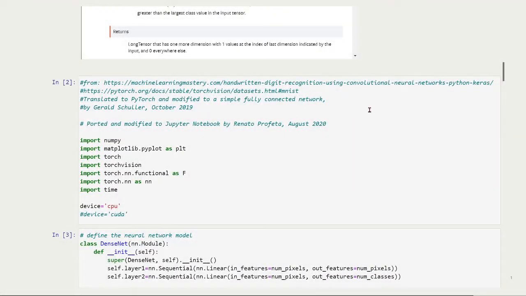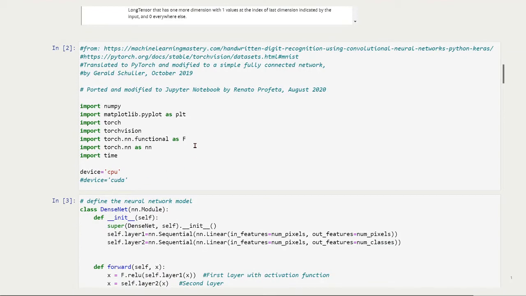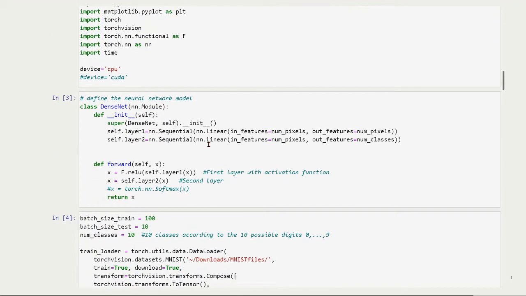This is also an example from Machine Learning Mastery, but it was modified and then translated to PyTorch by Professor Schuller to use a simple fully connected network, and I further ported and modified it to run inside Jupyter notebooks. We start by importing our usual libraries: NumPy, PyPlot, PyTorch, and Torch Vision.